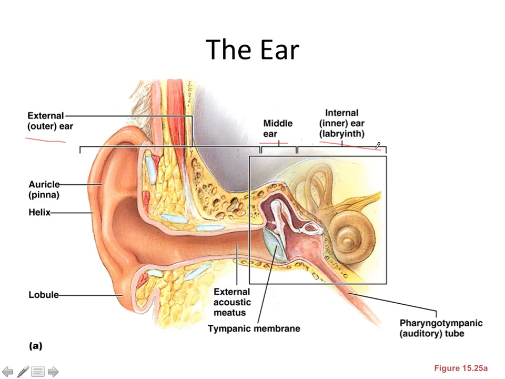The external ear is from the auricle to the end of the ear canal. The ear canal is called the external acoustic meatus. At the end of the external acoustic meatus, we can see there is a membrane. This membrane is called the tympanic membrane.